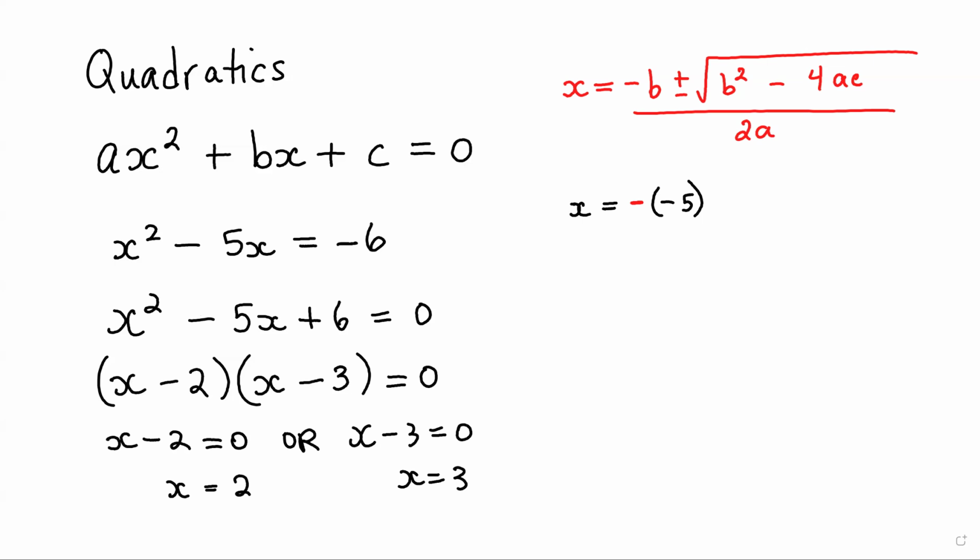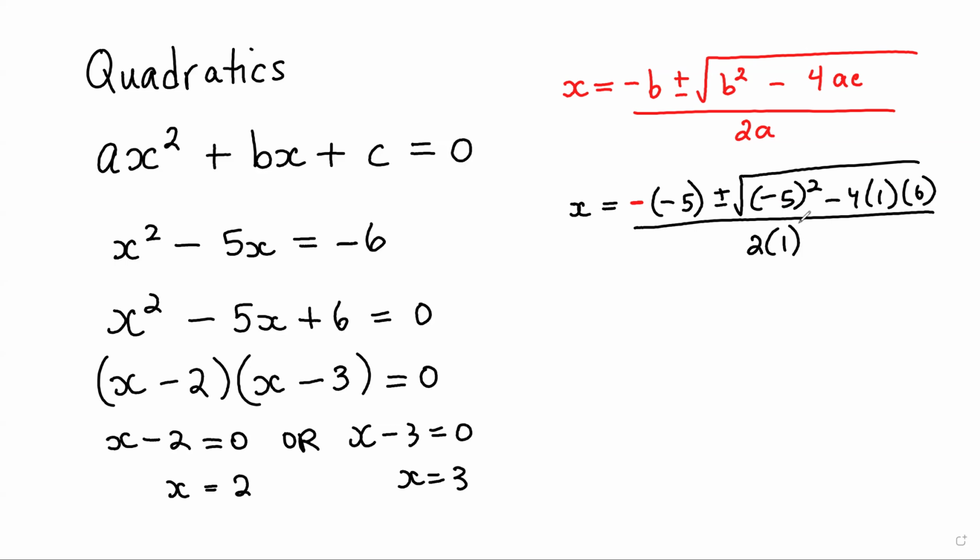So it will be minus -5 plus or minus the square root of -5 squared minus 4 times a. A in this quadratic is 1, and c is positive 6. All of that is to be divided by 2 times A. Now, I saw with some of your work, y'all didn't write it out completely like this. Please write it out exactly like this when you are writing your solution.